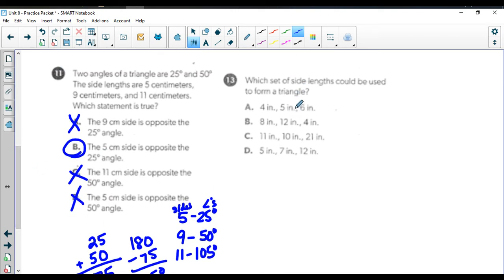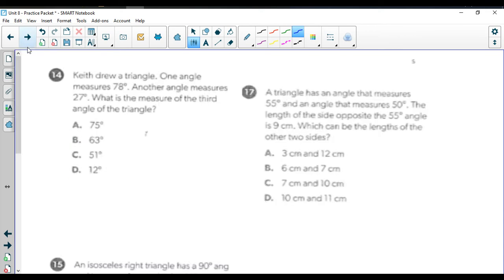Number 13, again, we're checking lengths. 4 plus 5 is 9, and 5 minus 4 is 1. 6 actually is in between, and it says which could be used, so it looks like we've actually got this one already. Just looking at these other numbers, that's going to give me 4 when I subtract, which is why that one's out. If I add those, I'm going to get 21, which is why that one's out, and if I add those, I get 12, which is why that one also doesn't work.